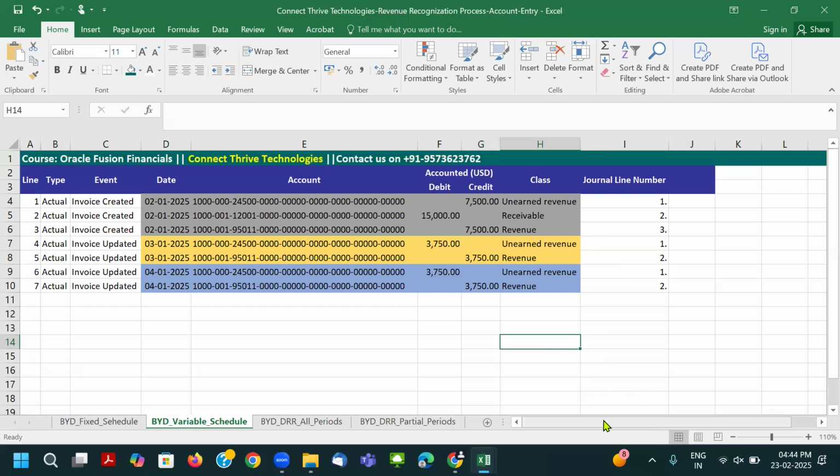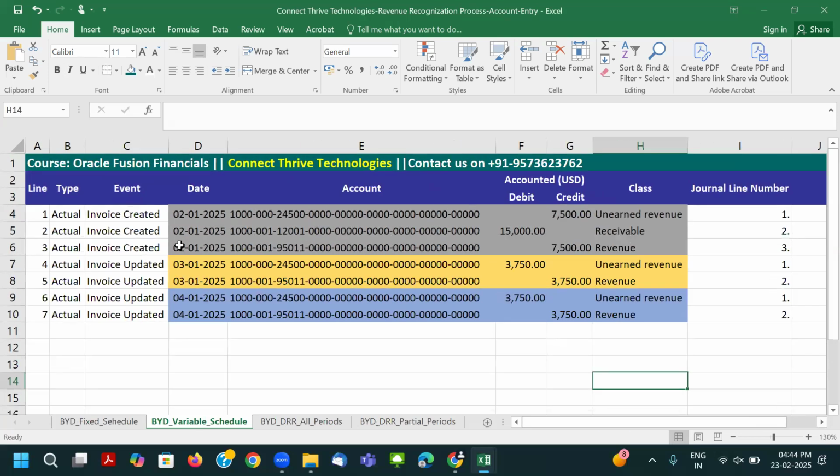If you see here, the first month, let's say in our case February, out of the total invoice amount of 15,000 receivable from the customer, we will recognize revenue of 7,500. The remaining 7,500 is shown as unearned revenue. Next, this 7,500 of unearned revenue will be equally distributed as 3,750 for the second month and the third month. Unearned revenue is debited and revenue is credited for both the second month and third month. This is the way accounting entries are generated for a variable schedule. I hope it's very clear.